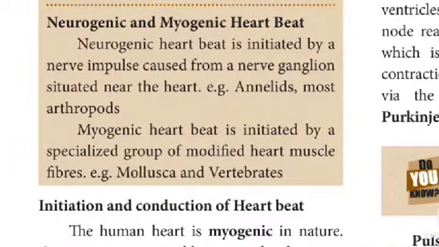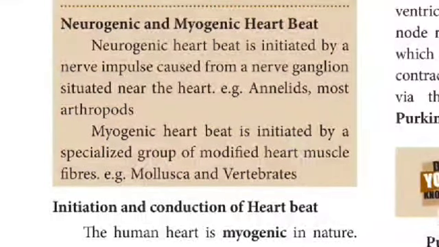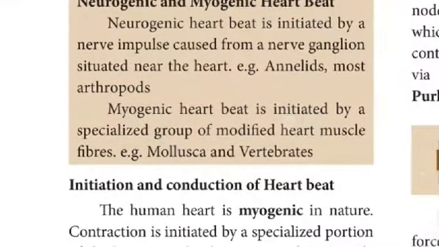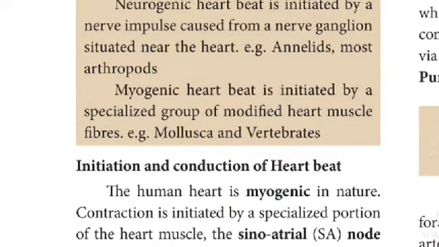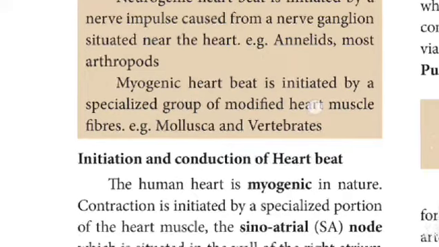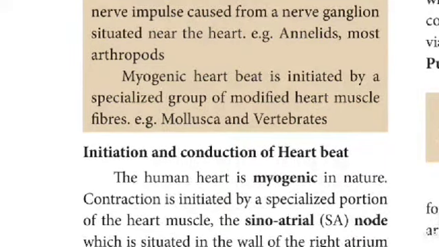Neurogenic and myogenic heartbeat. Neurogenic heartbeat is initiated by a nerve impulse from the nerve ganglion situated near the heart, as in annelids and most arthropods. Myogenic heartbeat is initiated by a specialized group of modified heart muscle fibers, for example in molluscs and vertebrates.